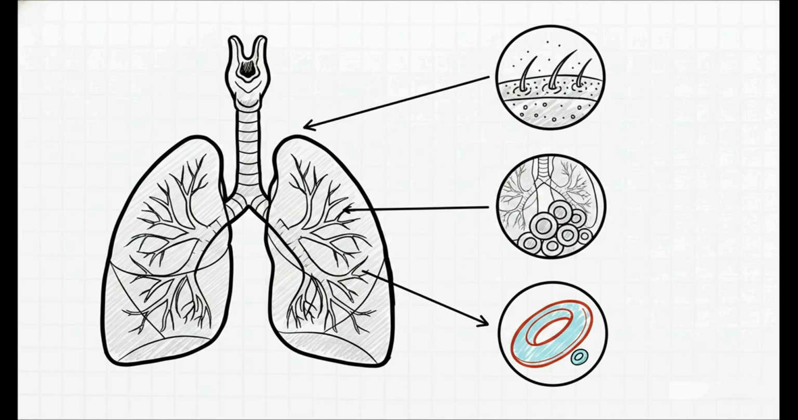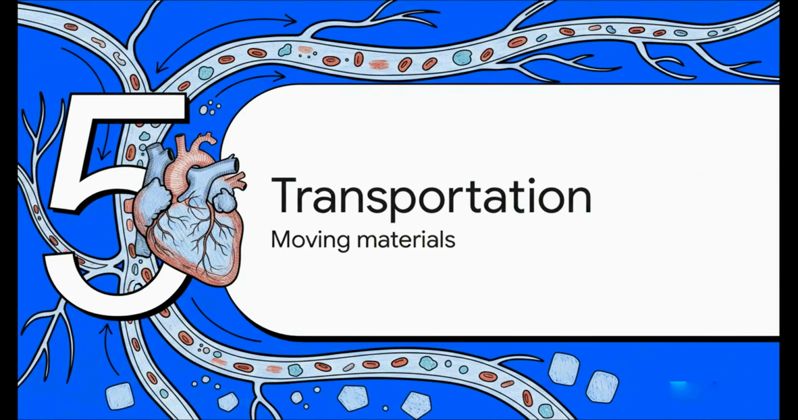But here's the catch. Diffusion alone just isn't fast enough. So, our red blood cells use a specialized respiratory pigment called hemoglobin. Hemoglobin has a super high affinity for oxygen, so it essentially grabs it and carries it to literally every single cell in your body. All right, let's jump straight into section 5, transportation in organisms.